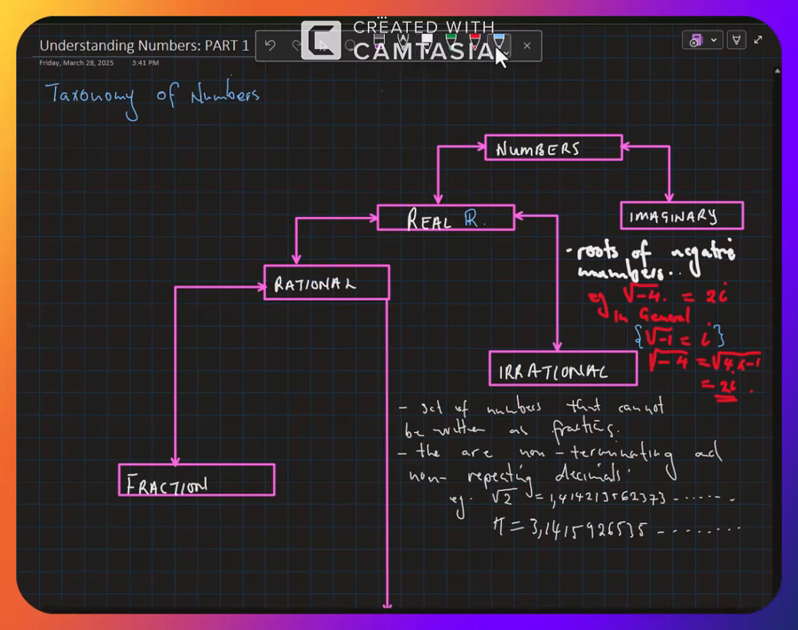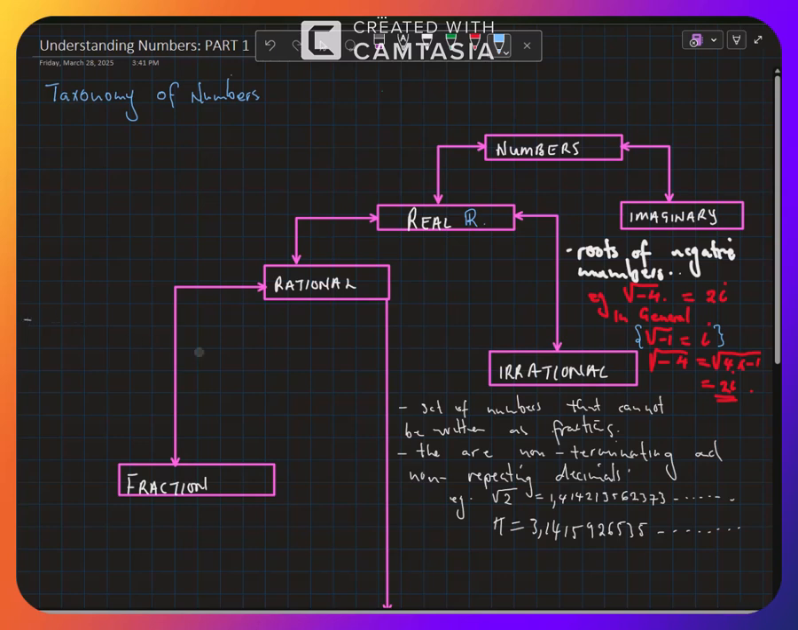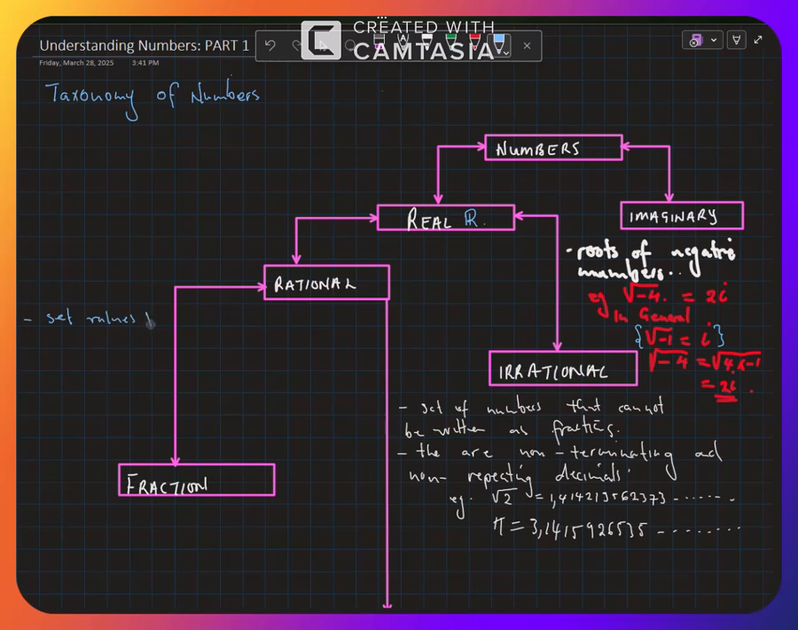Like what happens when you deal with rational numbers. If you look at rational numbers, they are the extreme opposite. These are a set of values that can be written as a ratio of two integers.